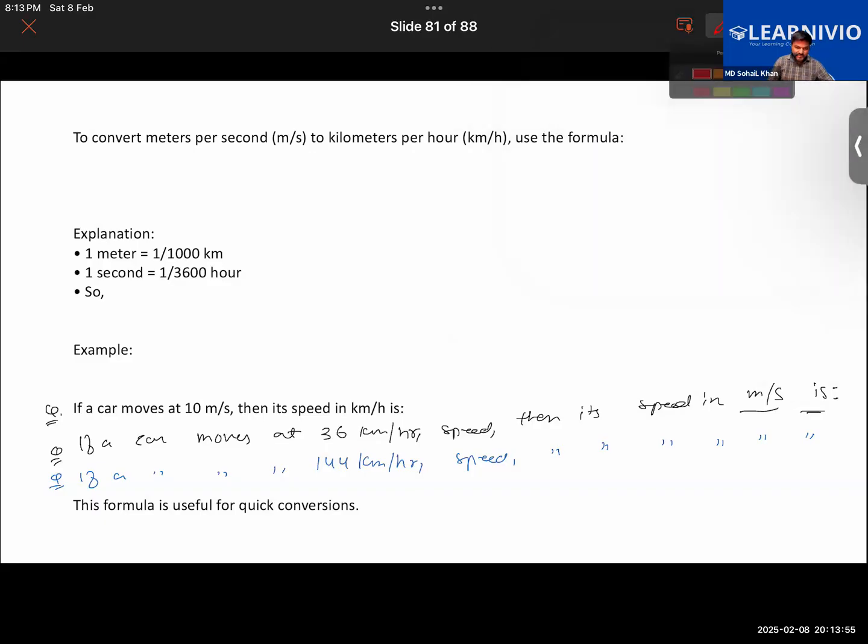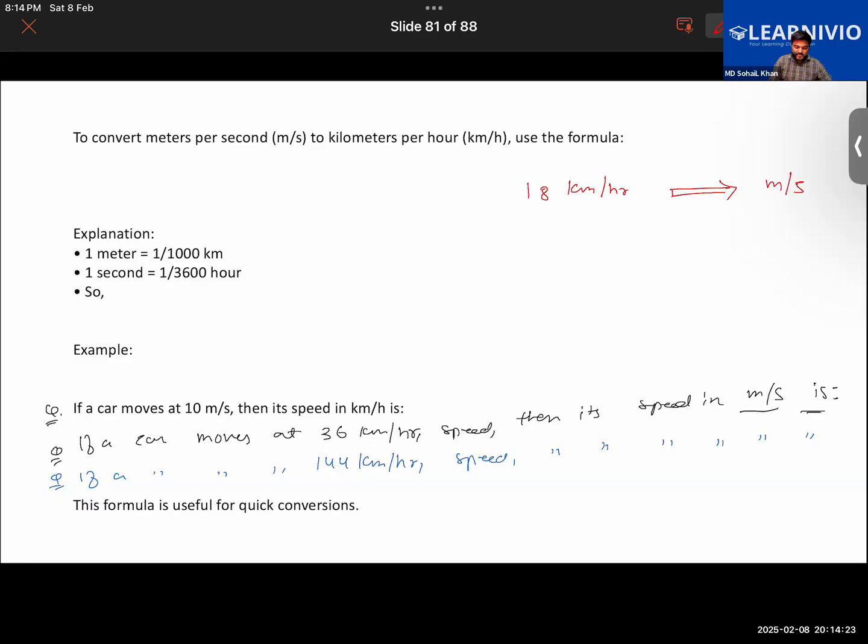Okay, sure. Consider you have one example, where you have a speed given as 18 kilometer per hour. Always pay attention to the unit. So 18 kilometer per hour, suppose, has to be converted into meter per second.